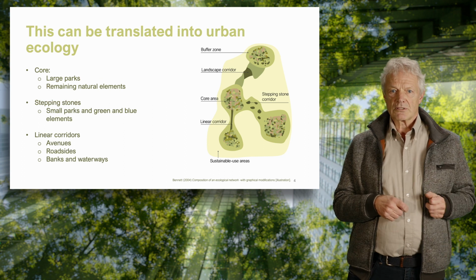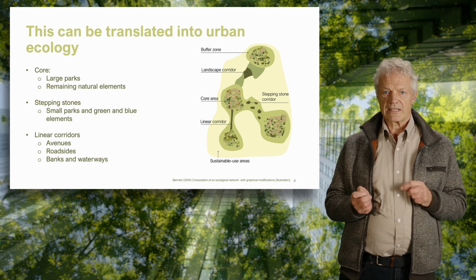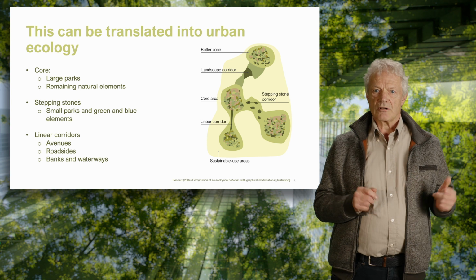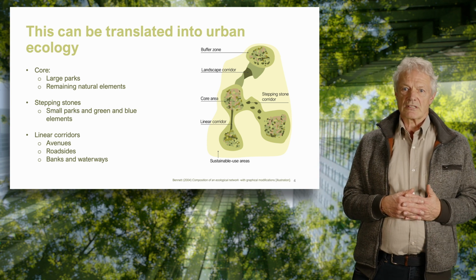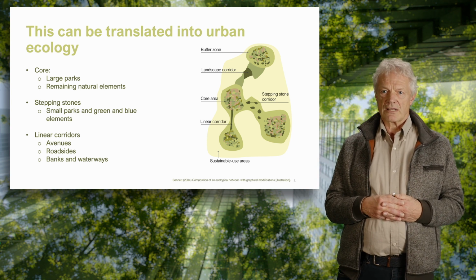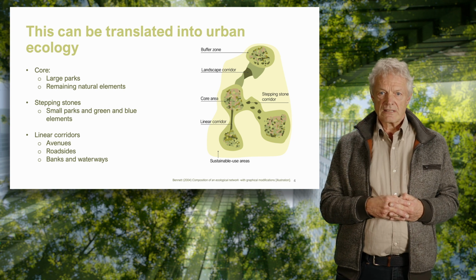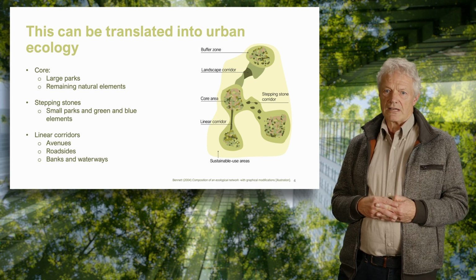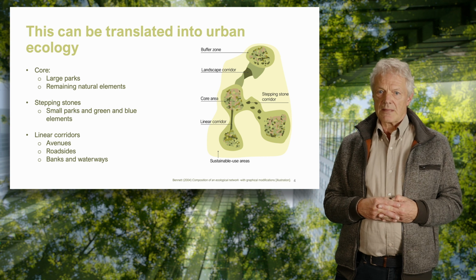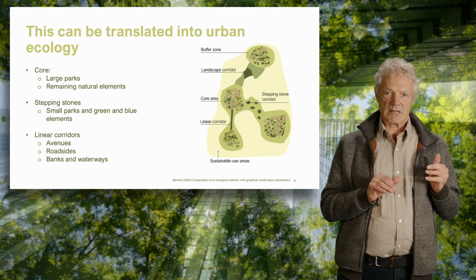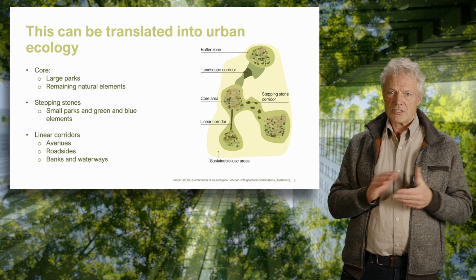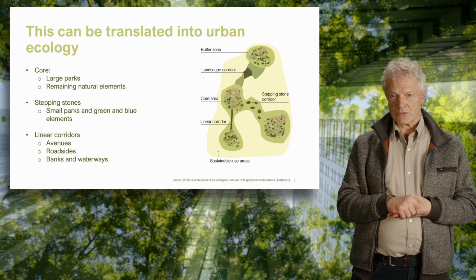Diamond's scheme was further elaborated in the following years. The most important components of an ecological network are cores, stepping stones and corridors. In the city, the cores are often the large parks or lakes. The stepping stones are the small parks and natural ponds, and the corridors are the verges, roadsides and banks of waterways.